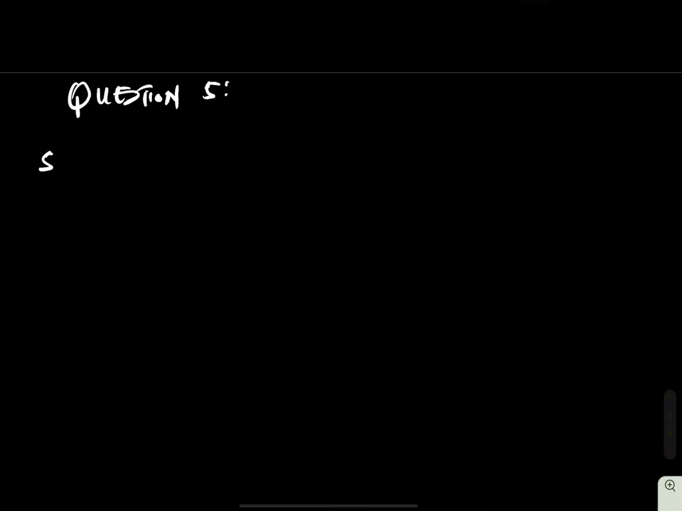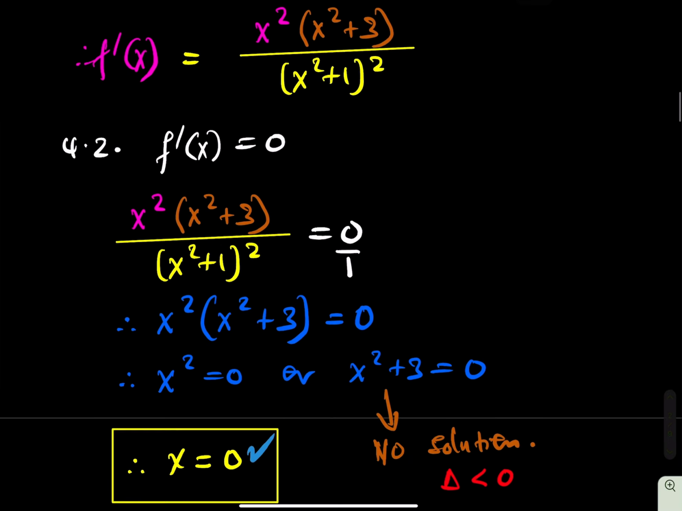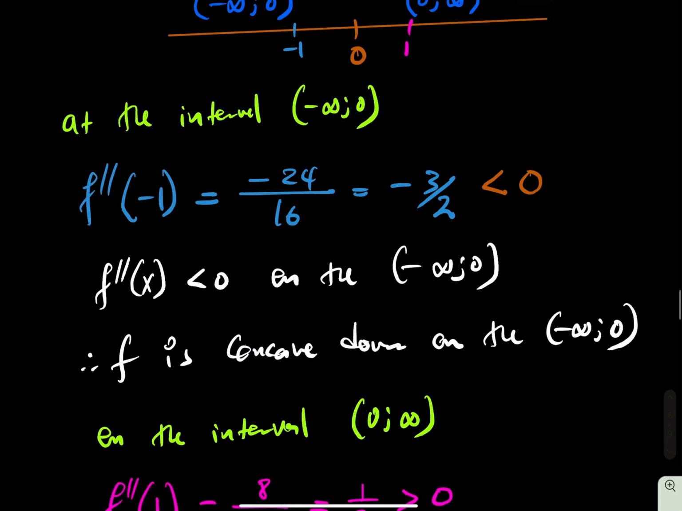Integration. That is 5.1. You want to integrate x squared plus 2x into x cubed plus 3x squared plus 1, I think it's plus 3 there, I need to really be careful, and then plus 1. Everything is raised to the power 15 dx. Let me confirm that. That is x squared plus 2x into x cubed plus 3x squared plus 1 to the power 15 dx. So you want to integrate this one.